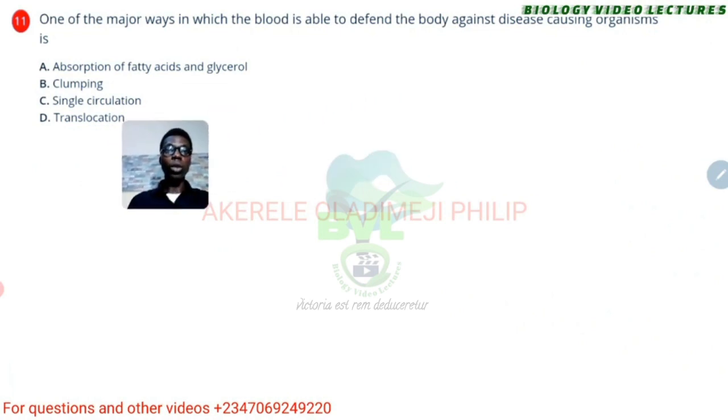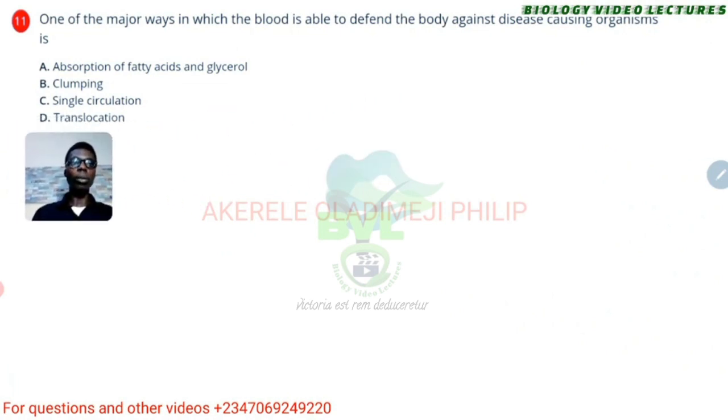Now, which of the following is one of the major ways in which the blood is able to defend the body against disease-causing organisms? The answer is clumping. What does it mean? It means that when the white blood cells that produce antibodies meet an antigen, they break it. Clumping means like you break something, you rupture it, like you cause something to burst, so to say. They can cause agglutination, like cause something to clump together and rupture at the end of the day.